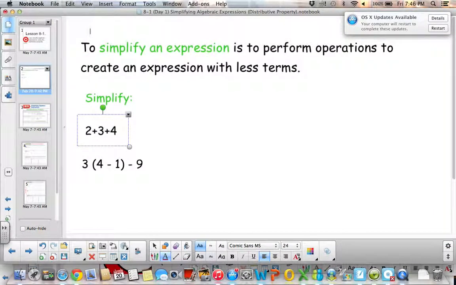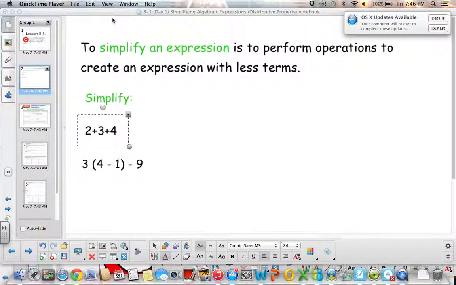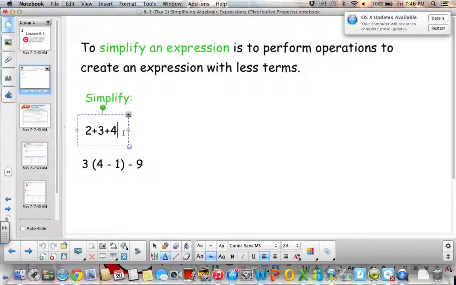I know that you know a little bit about the distributive property, so this might be a review. When we are simplifying an expression, we are performing operations to create an expression with less terms. So simplifying means that we want less terms. So if we look at 2 plus 3 plus 4, we can rewrite that as 2 plus 3 is 5 plus 4 equals 9. So 2 plus 3 plus 4 is the same as 9. And 9 is obviously a more simplified version.